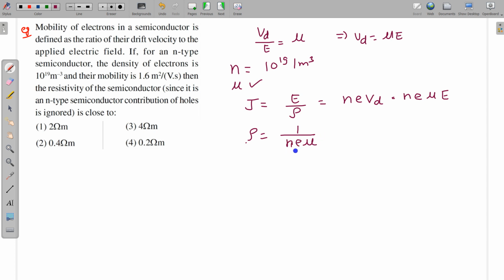And I think all the data are given. n is given, e is the electronic charge, and mu, the mobility, is given. And if we put all this data, we will easily get the answer as 0.4 ohm meter. So the correct answer is choice number 2.